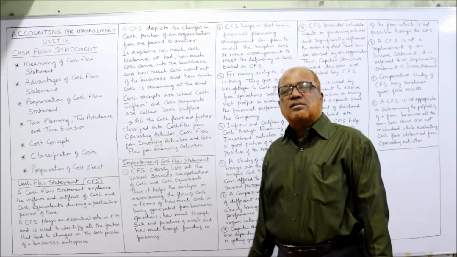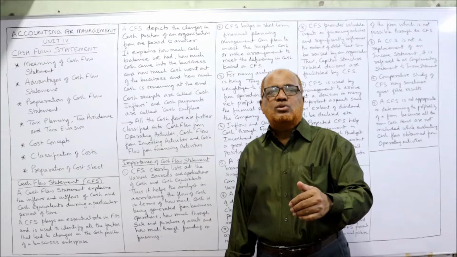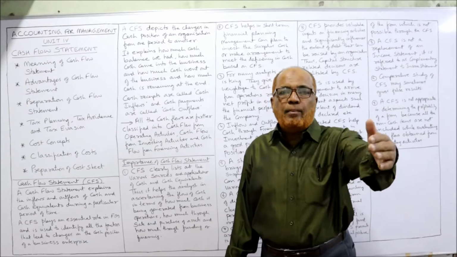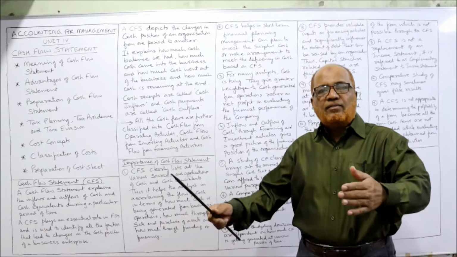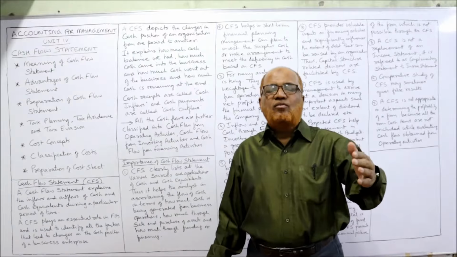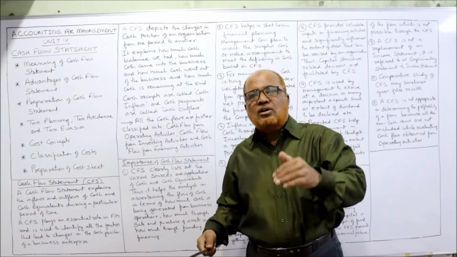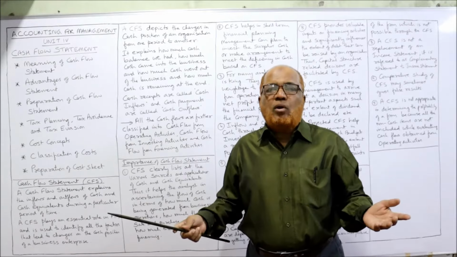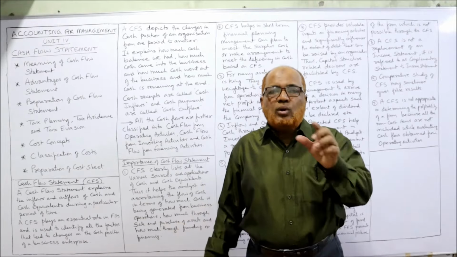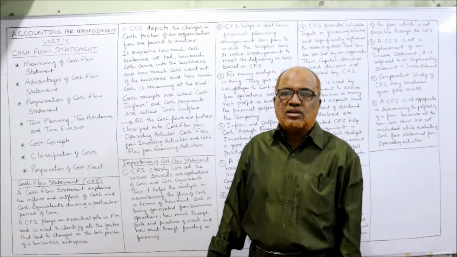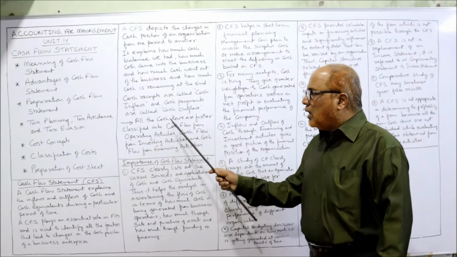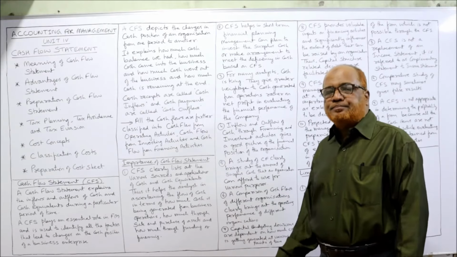So cash receipts are called cash inflows and cash payments are called cash outflows. So here we have cash inflows and cash outflows. If we combine cash inflow and cash outflow, it will be called cash flows. So cash flows consist of cash inflow as well as cash outflow. All cash flows are further classified.